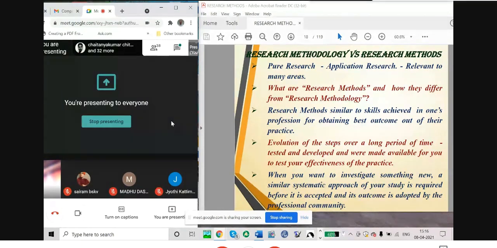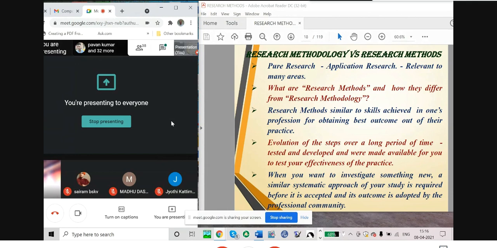skills. Evaluation of the steps over a long period of time, tested and developed, and were made available for you to test the effectiveness of practice. So there are certain steps to be followed. These steps are developed over a long period of time. Several people earlier have tested them and have given these methods or these steps.